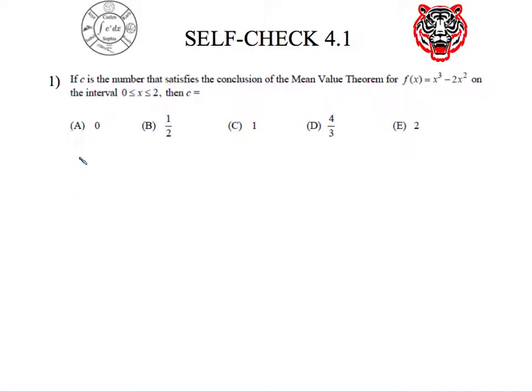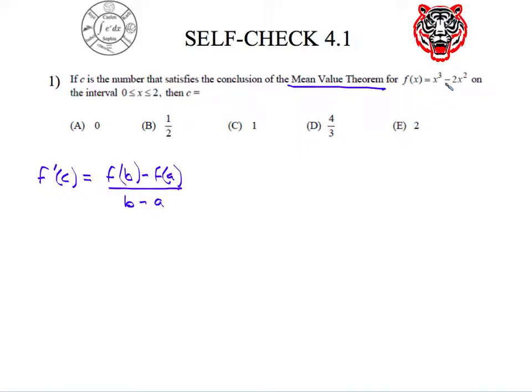Number 1, C, mean value theorem. There it is. Okay, mean value theorem. Every time I see this, I immediately write the definition. So this is f prime of C, and that will be equal to f of B minus f of A all over B minus A.